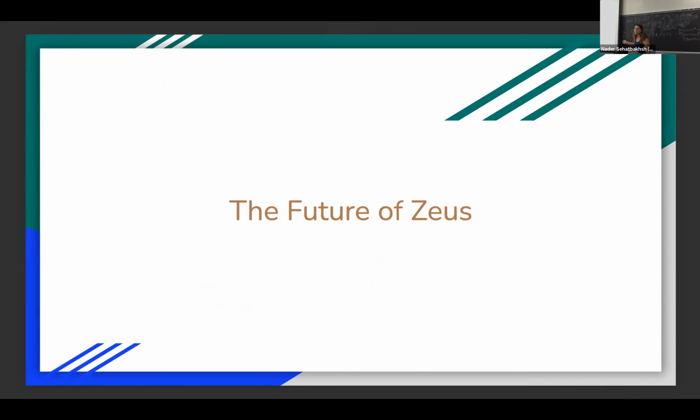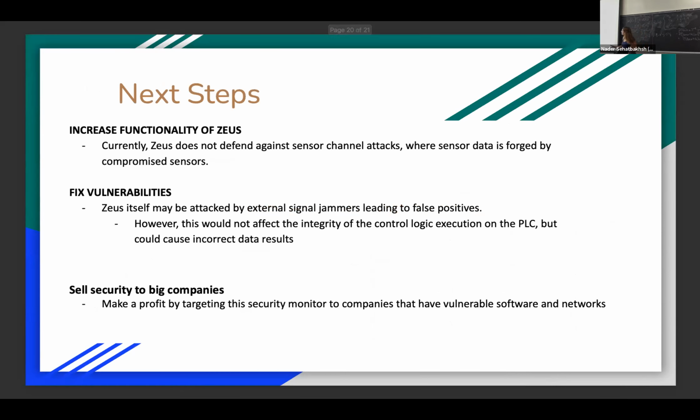Now going on to what they can do in their next steps. Aside from actually marketing their idea, they could focus on two places where you can see room for improvement. One is the functionality, because while Zeus does protect against a lot of the control attacks, they don't defend against sensor control attacks, where the sensor data is forged by compromised sensors.